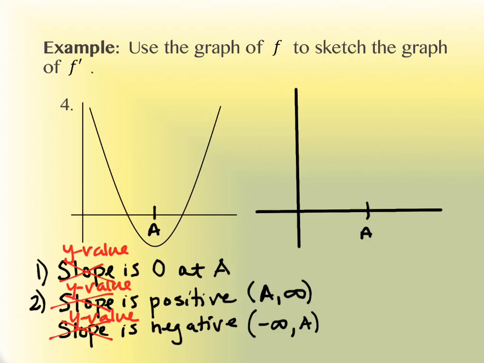Okay, so now step number 1 is going to look the same on all of your graphs. Step number 1 says I have a y value of 0 at A. What does that mean? It is on the x-axis at A. Perfect.